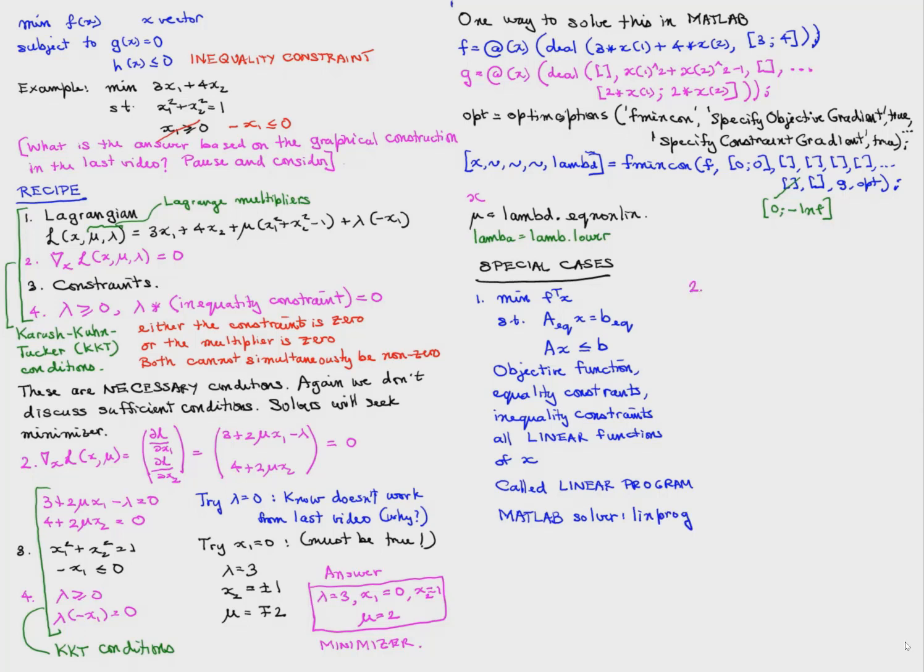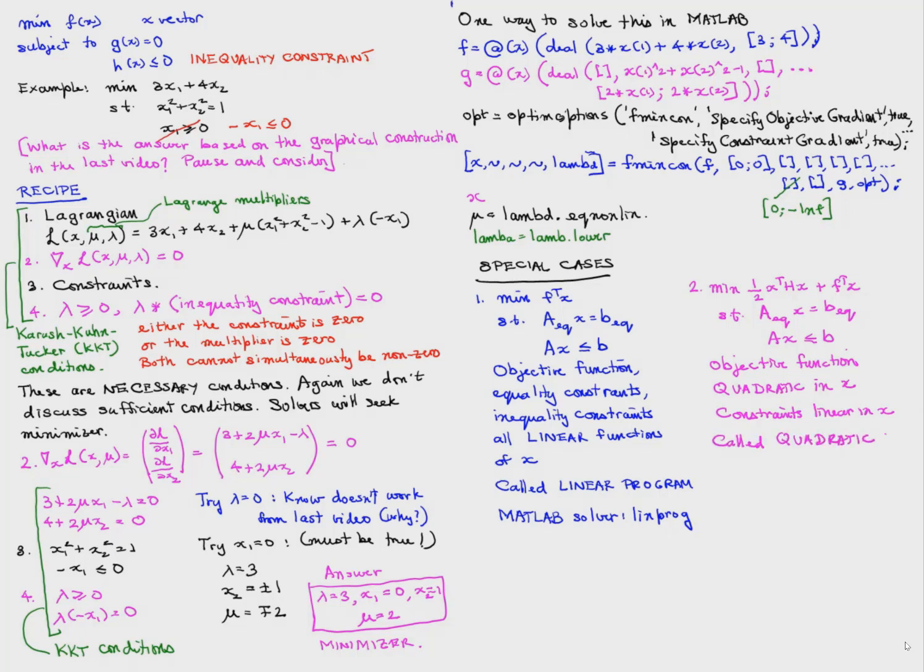A second special case is where the objective function is of the form 1/2 x transpose H times x. The matrix H is called H because it's the first letter of the word Hessian. Subject to again A equality x equals b equality and Ax less than or equal to b. So here the objective function is quadratic in x because x transpose H times x is kind of like x squared, but the constraints are linear in x. This kind of special case is called a quadratic program, and in MATLAB there's a solver called quadprog that solves this kind of problem.